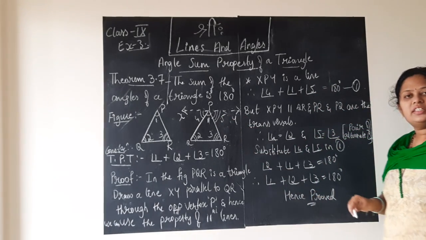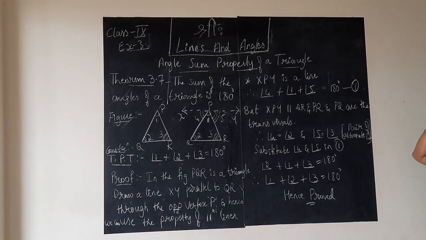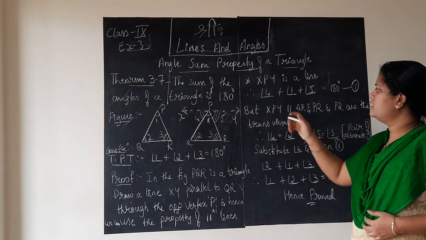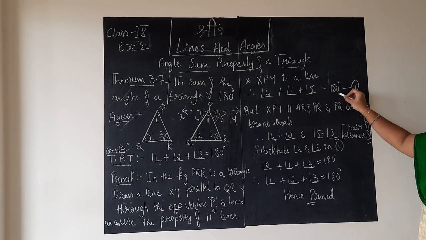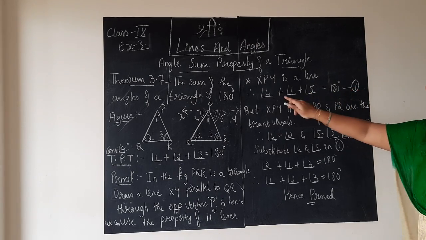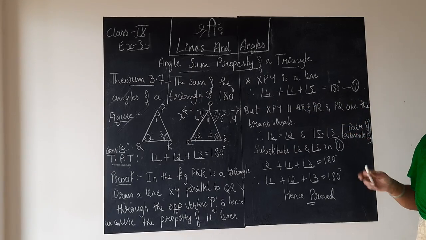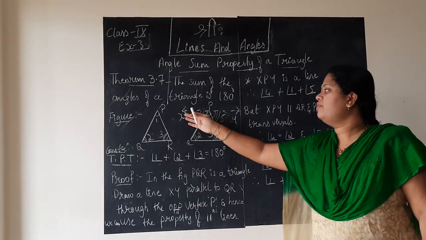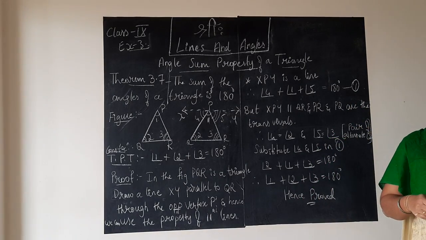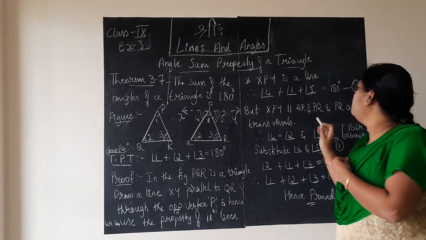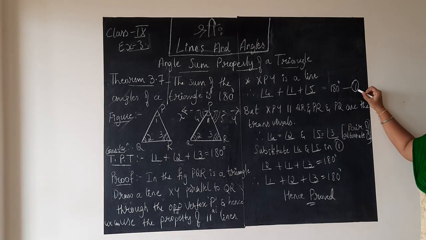Since XPY is a straight line, it is of course making a straight angle. So, we are considering angle 4 plus angle 1 plus angle 5 is equal to 180 degrees. How can we take angle 4 plus 1 plus 5 as 180 degrees? We can take it because XPY, which we have drawn, is a straight line. It is making a straight angle, and a straight angle is equal to 180 degrees, children. So, we are calling it equation 1.